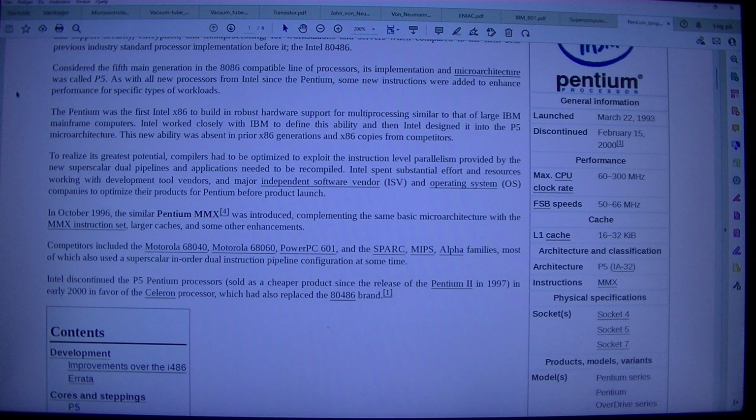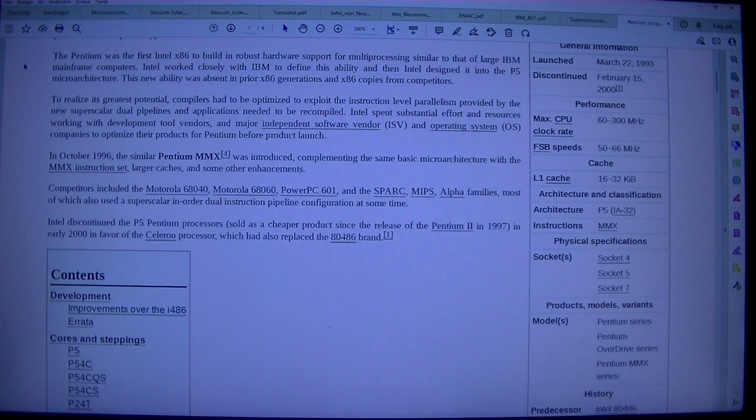As with all new processors from Intel since the Pentium, some new instructions were added to enhance performance for specific types of workloads. The Pentium was the first Intel x86 to build in robust hardware support for multiprocessing similar to that of large IBM mainframe computers. Intel worked closely with IBM to define this ability, and then Intel designed it into the P5 microarchitecture. This new ability was absent in prior x86 generations and x86 copies from competitors.